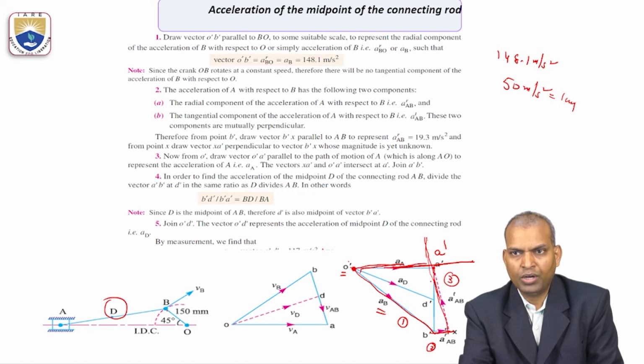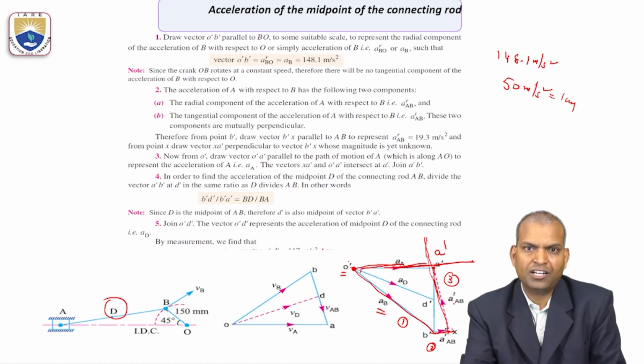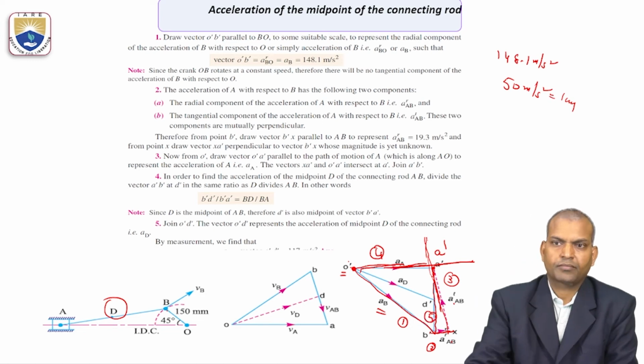Now, join the tangential and radial components. Then that is the total acceleration. This is step 4, and it is step 5.